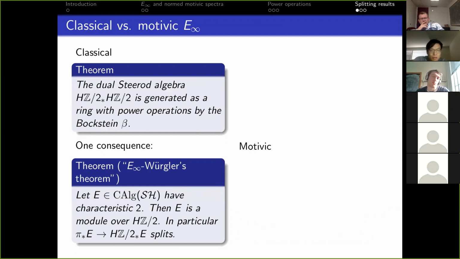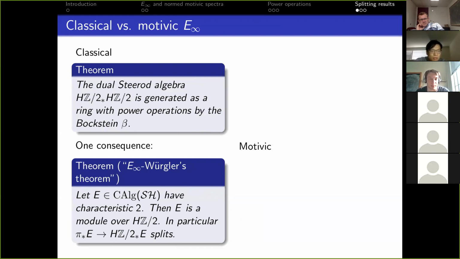And so, again, why is this relevant? Probably the topologists here know better than I do, but these sorts of things typically imply splitting results by Milnor-Moore arguments. So there's one thing which you can prove from this. It's what I would call the E-infinity Wirthmüller theorem. Maybe I'm going to explain in a bit why I would call it that.